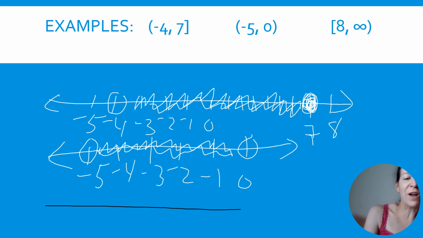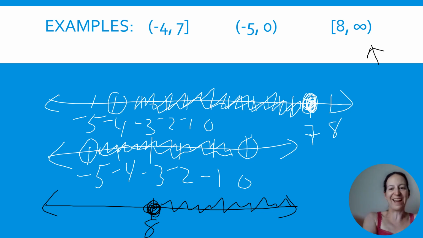Now, the next one, we've got an 8, and then it goes off to positive infinity. The 8 is bounded by a bracket, so it is included. And in this case, we just draw it going off. That was one of my cats trying to star in my video. It goes off to the right, and there's no end to it. So there's no endpoint on the other side.